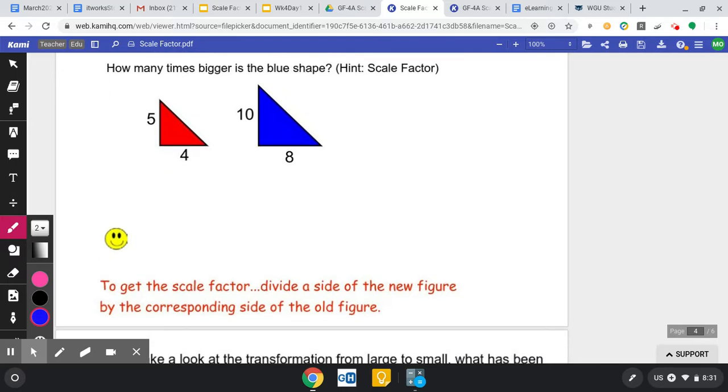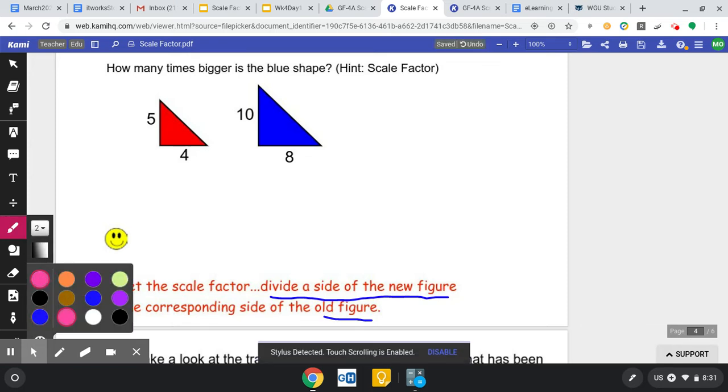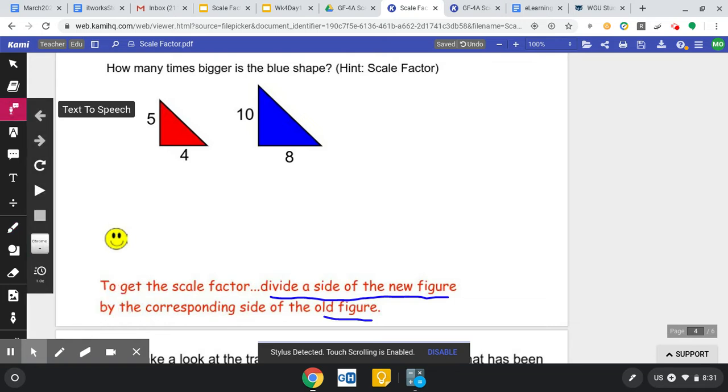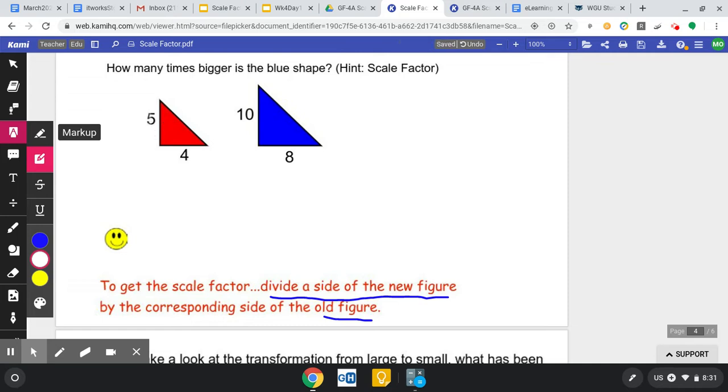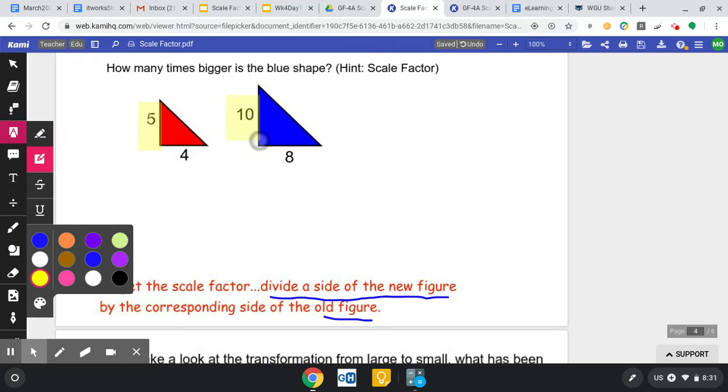Okay, so here we want to know how many times bigger this triangle, your red triangle, is compared to the blue. So how much bigger did this blue one get? What you need to do is divide the side of the new figure by the old figure. The corresponding sides would be, let's highlight here, this side here corresponds with this side.